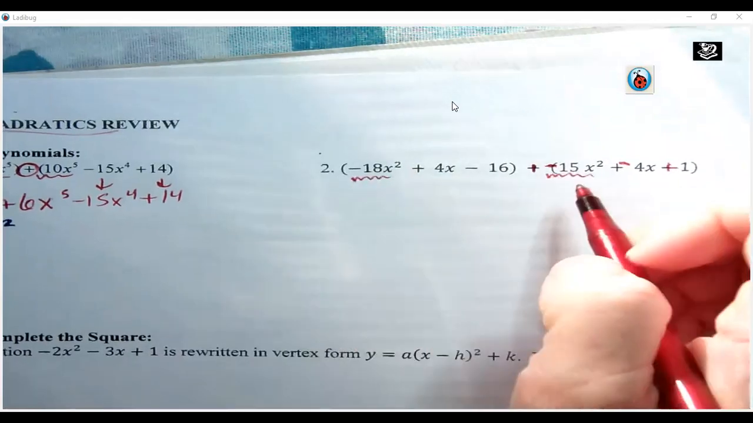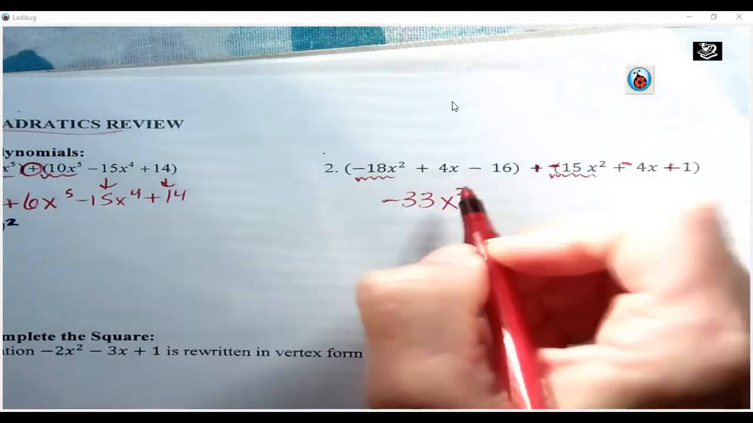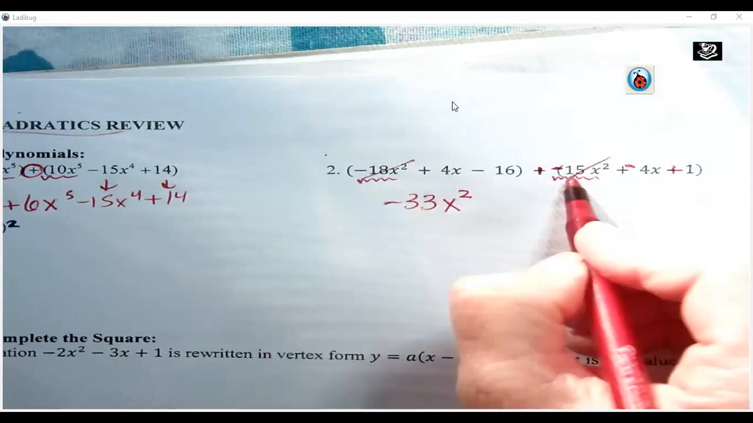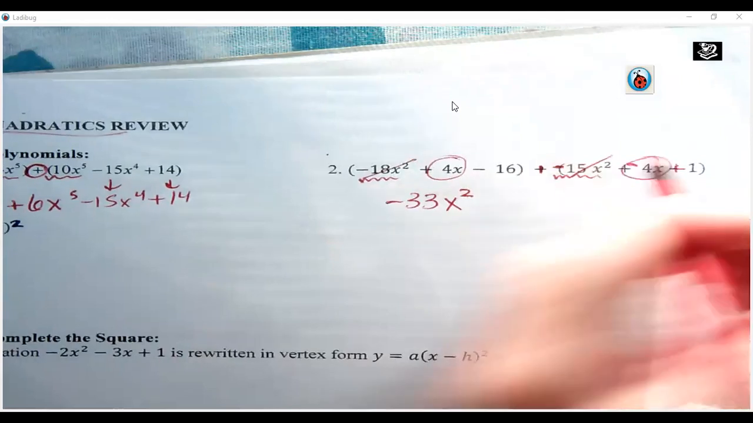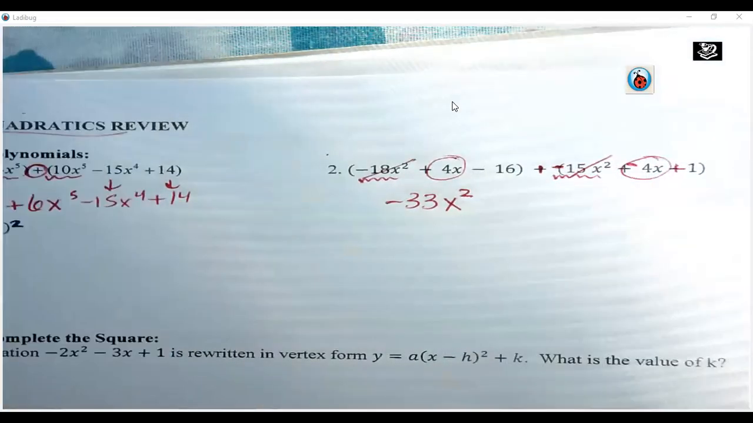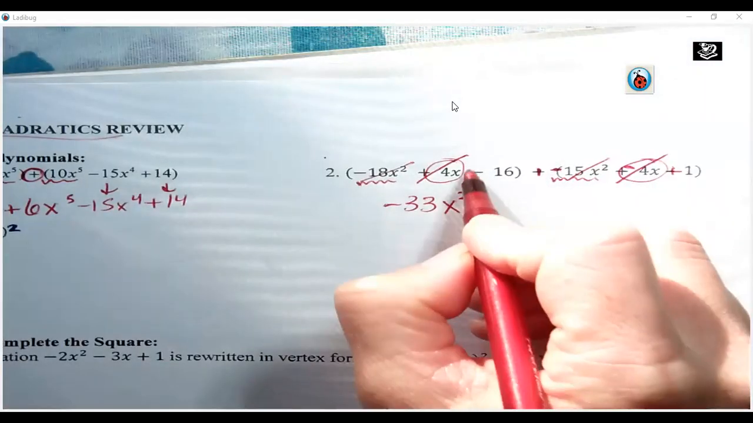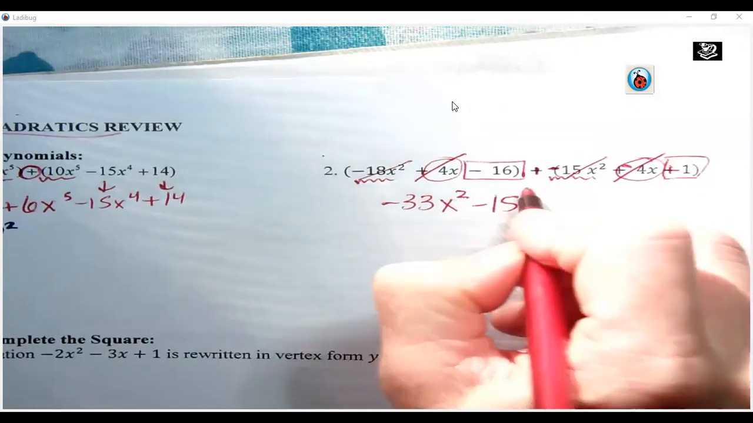What does that give you? Negative 33x to the squared. Yep, to the second power. So your exponents stay the same. All right. Then 4x goes with negative 4x. What happens there? They cancel. It cancels out. And then we have negative 16 and positive 1, which gives me negative 15.